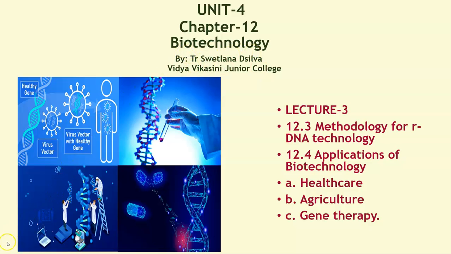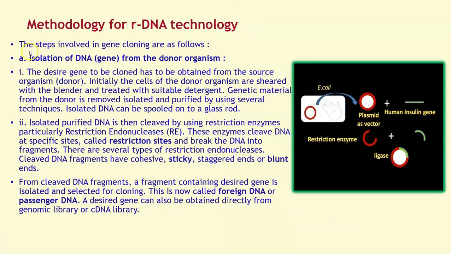So let's begin. Students, let us have a look at the steps that are involved in gene cloning, which are as follows. The first step, isolation of the DNA, that is the gene, from the donor organism. The desired gene to be cloned has to be obtained from the source organism, which is called a donor.